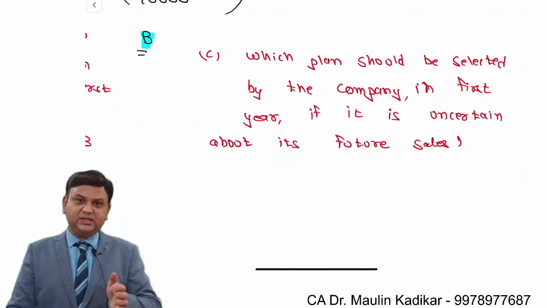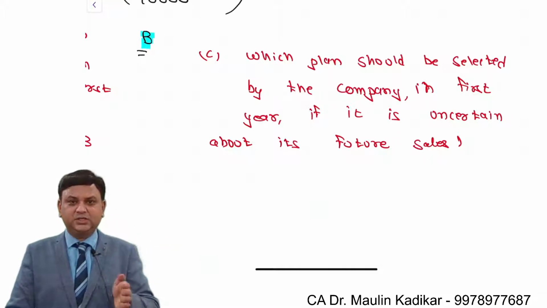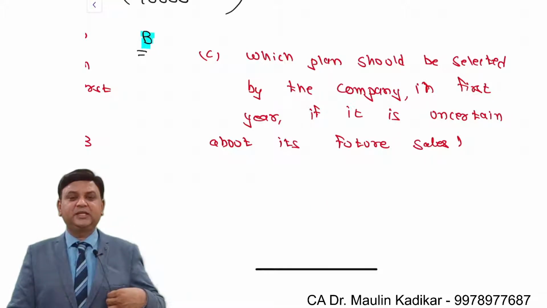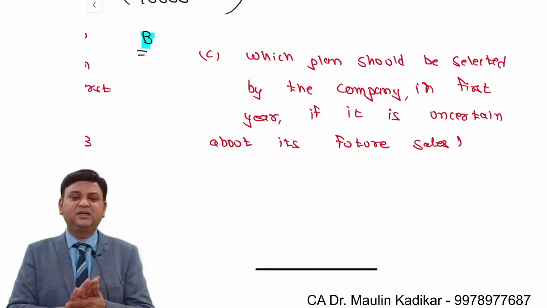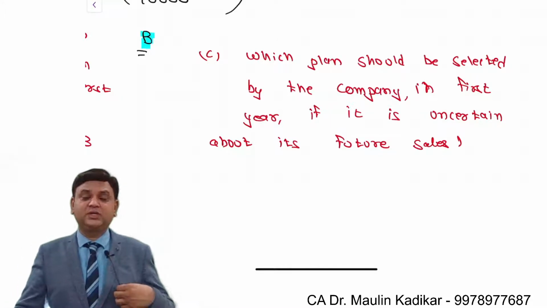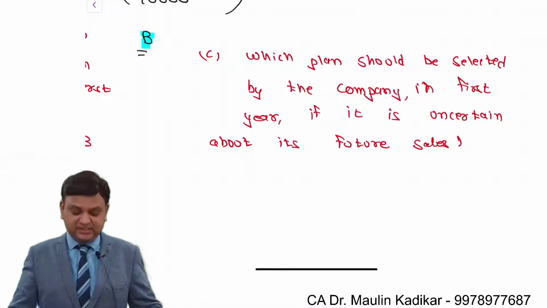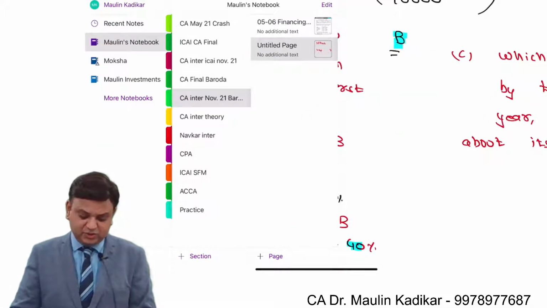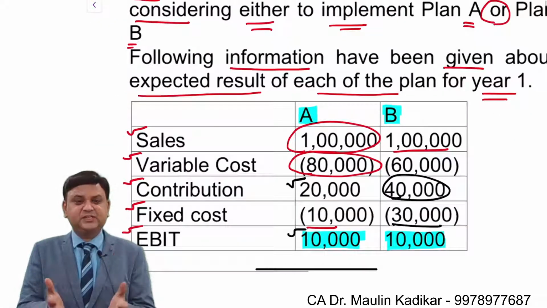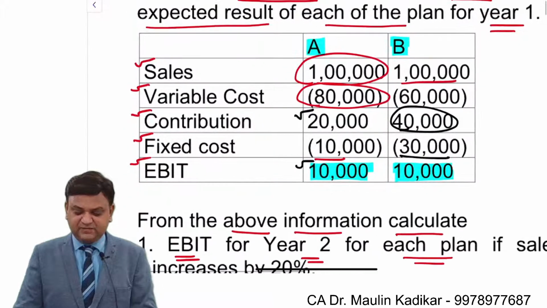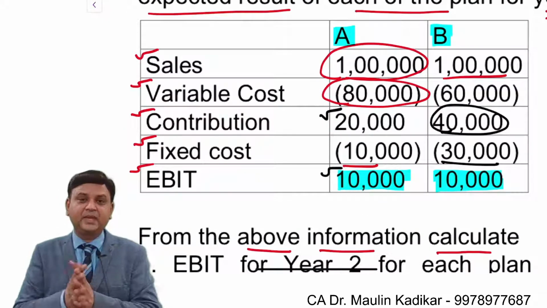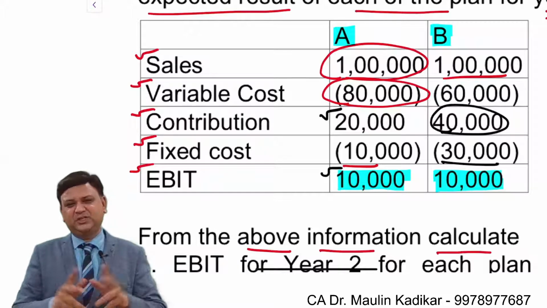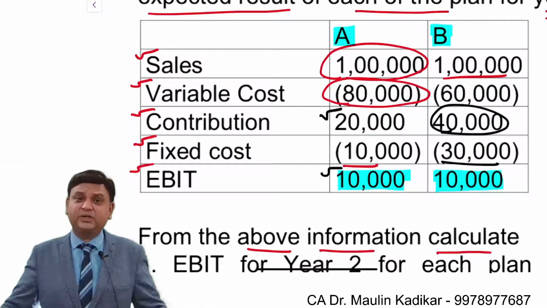If you are certain that this is going to happen, then what we should do, we have understood. But if the company is having uncertainty about the future business, then in the first year which plan should it select? In the first year both of them have the same operating income. However, for the future we are uncertain. Then what is your advice?